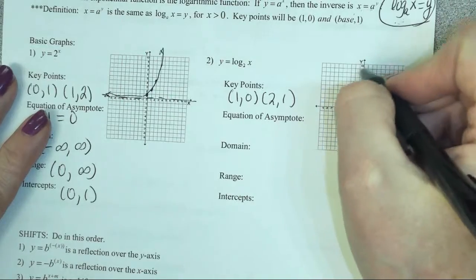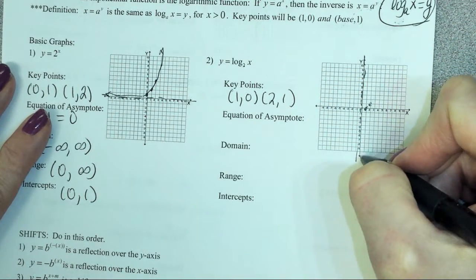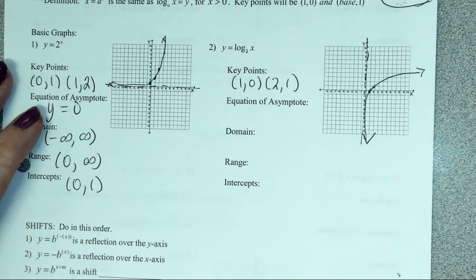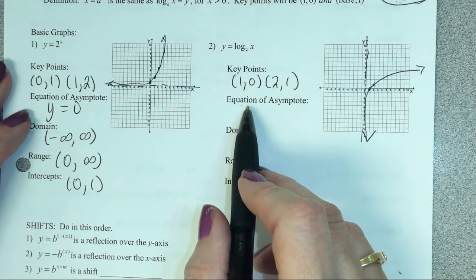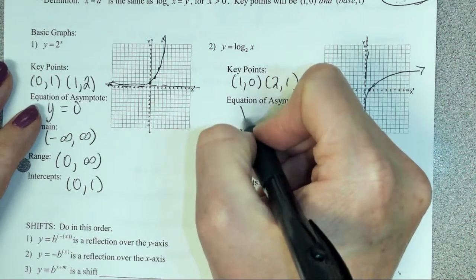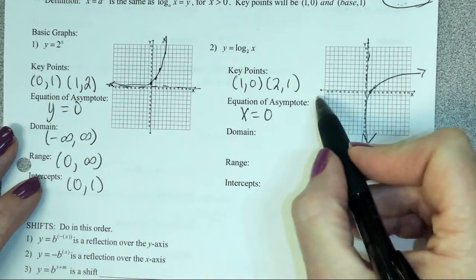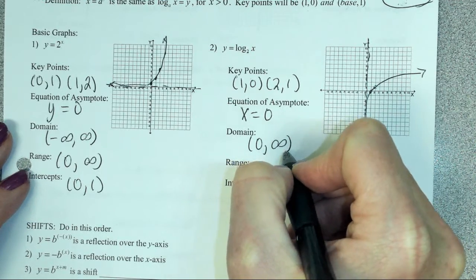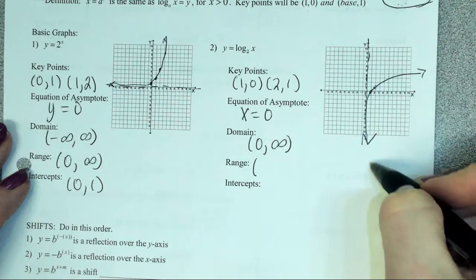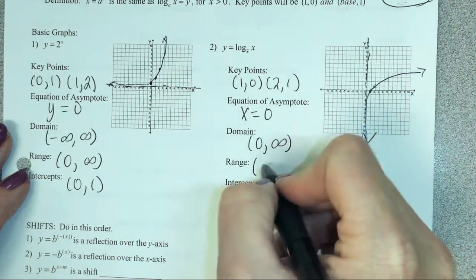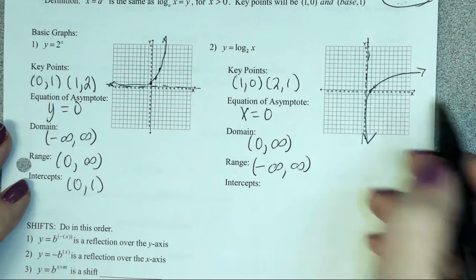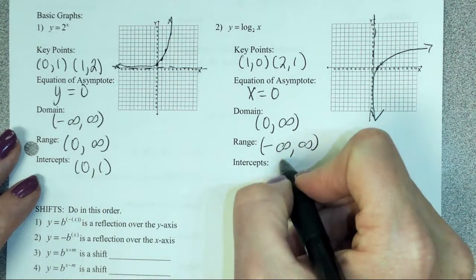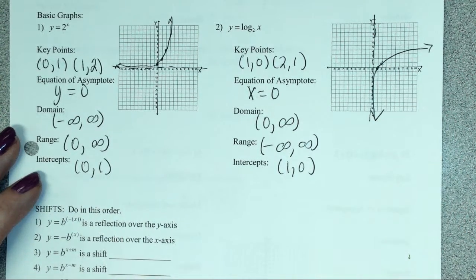So my basic shape for my log, it's never going to cross here, and it's going to look like that. So the equation of this asymptote is what? Not y equals 0, but x equals 0. My domain here, if I look at where my x's start, they don't start until 0. So this domain is 0 to infinity. This range goes down as far as possible, and it keeps gradually going up. So it's going to be negative infinity to infinity. My intercepts, I only have one. Look at my intercept here, (0, 1). My intercept here, (1, 0). And that's because they're inverses of each other.